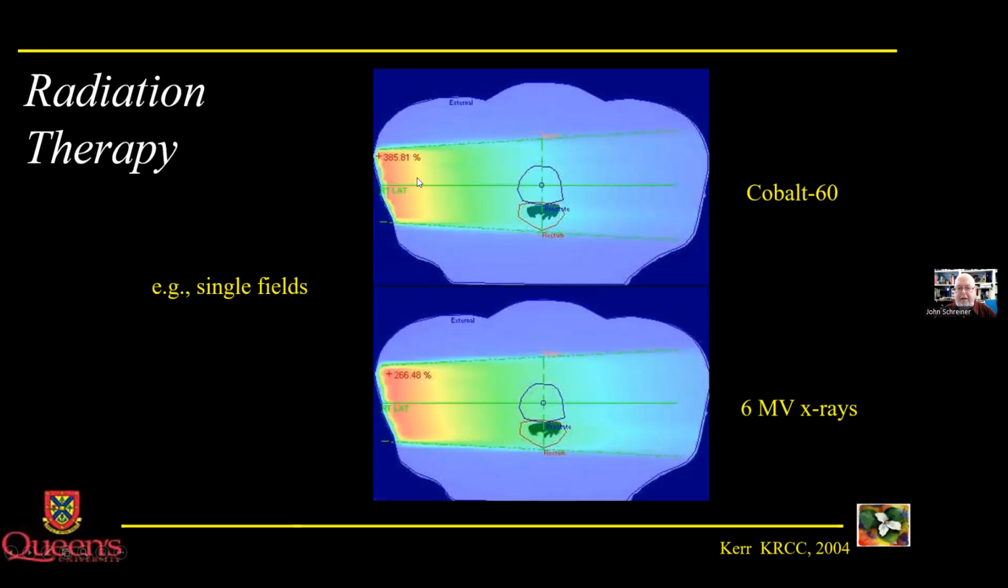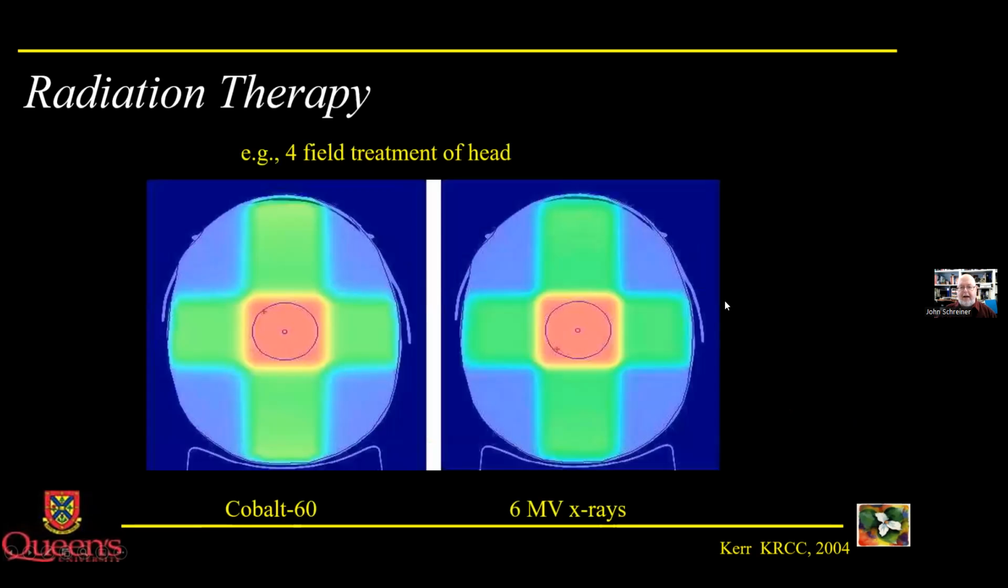So if we tried to treat with a single beam, we'd be giving most of the radiation actually at the surface. So we wouldn't be treating the disease, we'd be getting a lot of complications because of this. So the trick then is to not treat with single beams, but to treat with multiple beams coming from multiple directions.